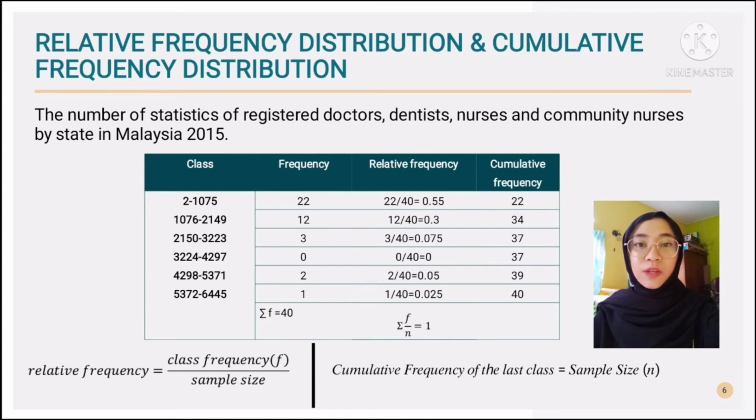Meanwhile, the cumulative frequency distribution of a class is the sum of the frequency for the class and all previous classes, which is 2 until 1075 is 22, 1076 until 2149 is 34, 2150 until 3223 is 37, 3224 until 4297 is 37, 4298 until 5371 is 39, and lastly 5372 until 6445 is 40. The cumulative frequency of the last class is equal to the sample size n.